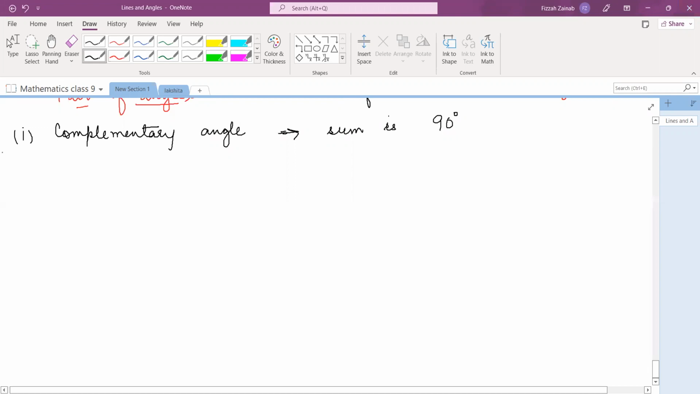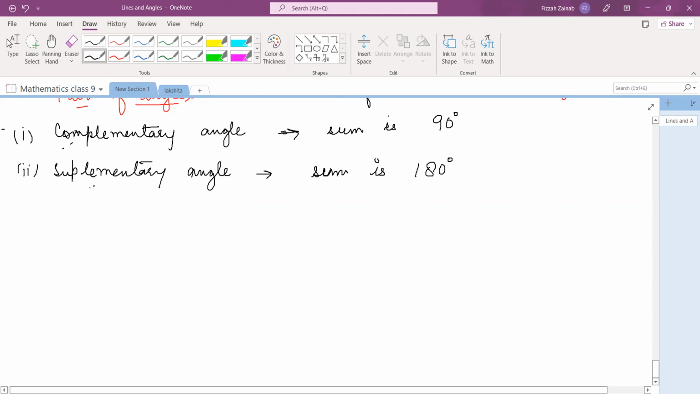Then another pair is called supplementary angles. What is a supplementary pair? Zainab, when do I call the angles supplementary? When two angles add up to 180 degrees. Exactly. If the sum of the two angles is 180 degrees, then such angles are called supplementary angles. Understood? Please, you have to respond also.